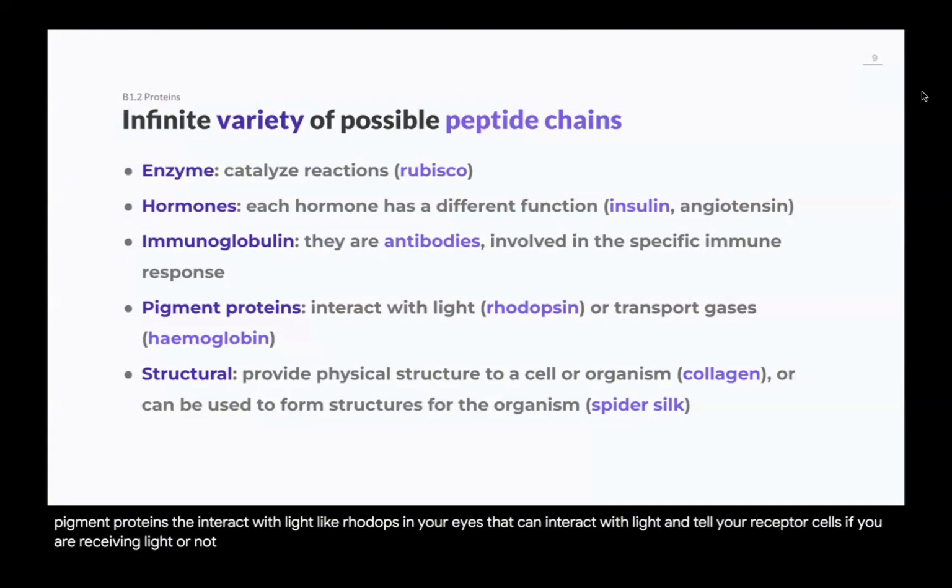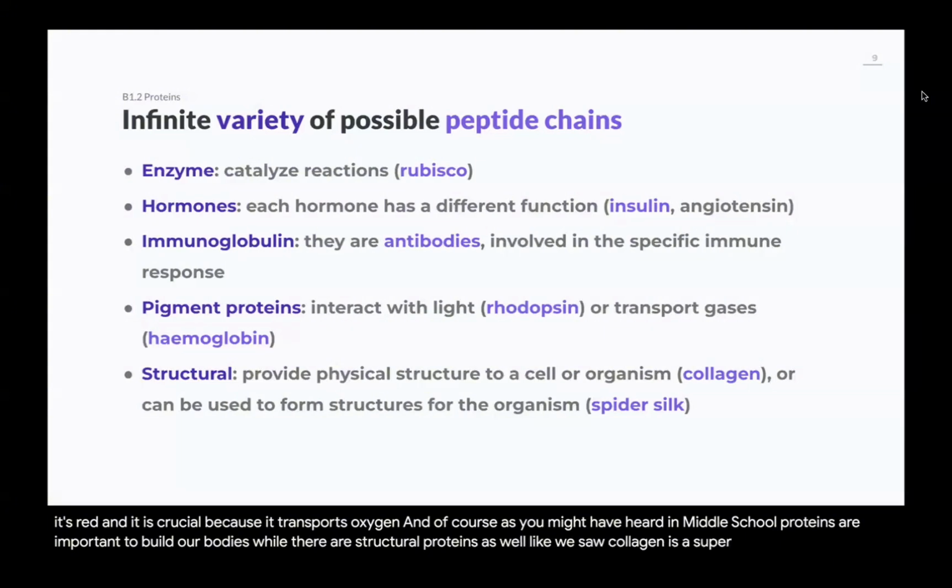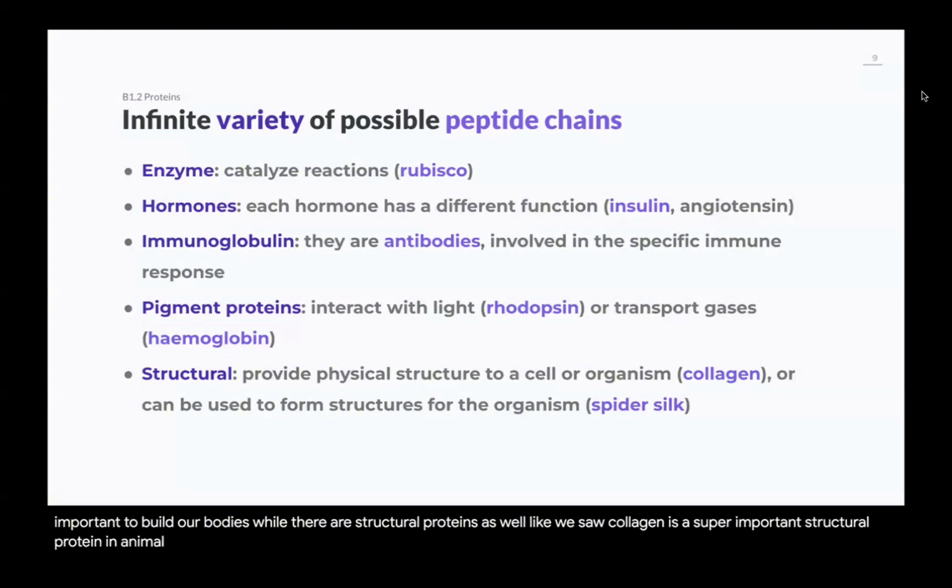Or yet, hemoglobin in your blood is not made to interact with light, but it's a pigment because it's red, and it is crucial because it transports oxygen. And of course, as you might have heard in middle school, proteins are important to build our bodies. Well, there are structural proteins as well. Like we saw, collagen is a super important structural protein in animals. It's part of the connective tissue. It's part of bones, cartilage, ligaments, and they can even be used to form structures for the organism. Like spider silk is also made of proteins.